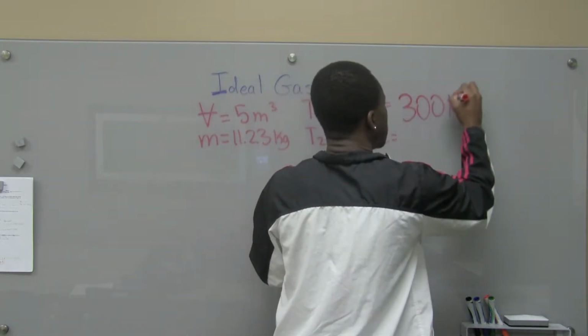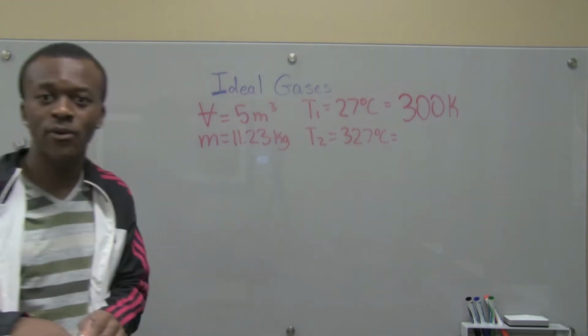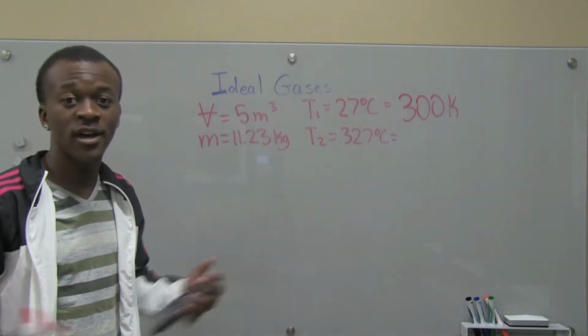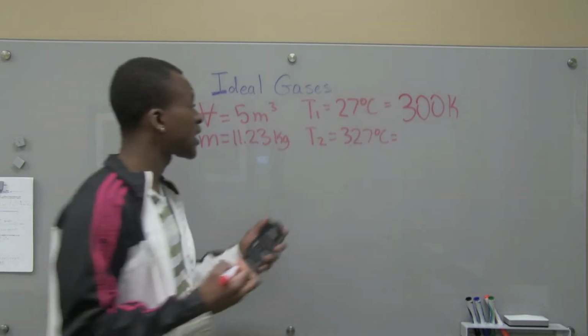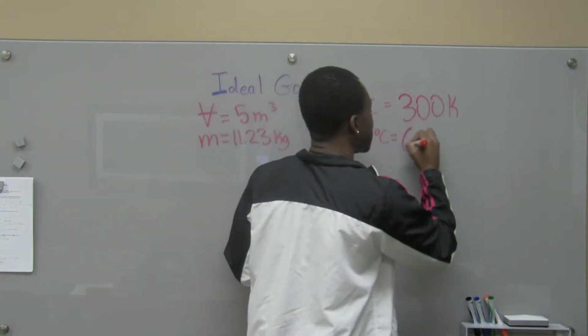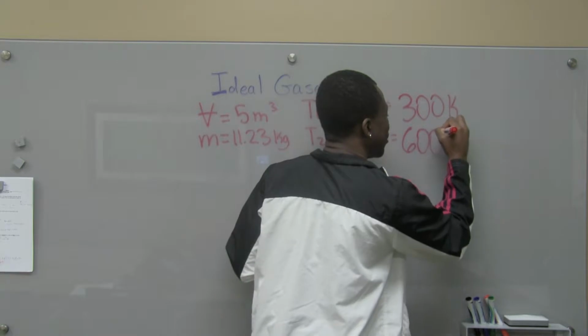They used to say degrees Kelvin, but they changed it at some point, and I don't know why. But just a fun fact for you. 327 degrees Celsius is 600 Kelvin.